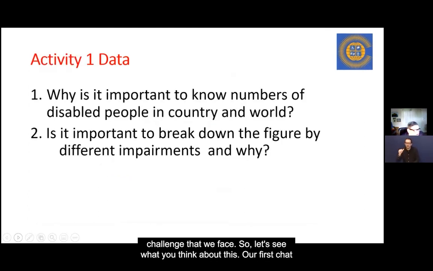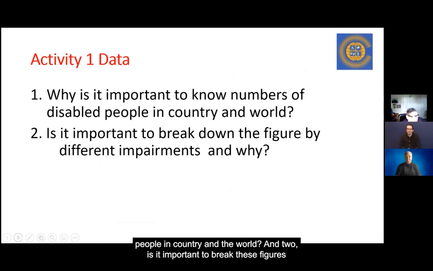Our first chat activity for today is 2 points. 1, why is it important to know numbers of disabled people in your country and the world? And 2, is it important to break these figures down by different types of impairments, and why do you think that is? So I'll say that again.